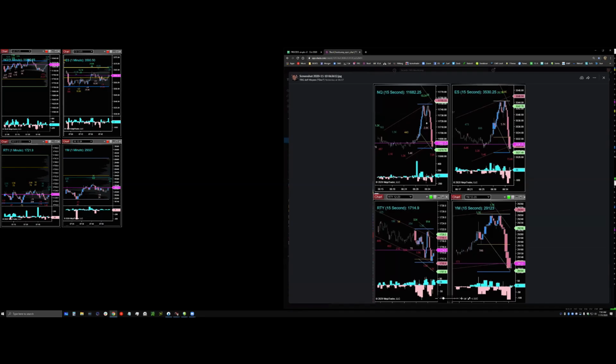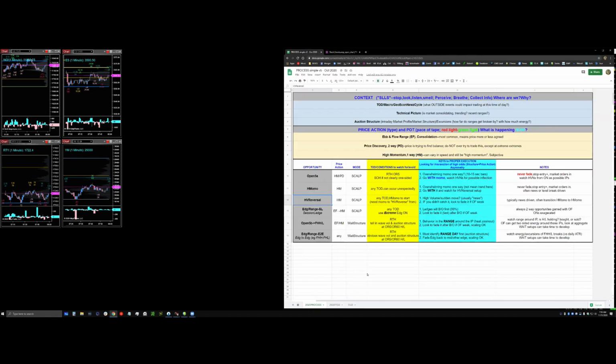That is called a high volume reversal. And we already know what high momentum looks like. So this is a really good example of all three trades: an Open 5A long into a high volume reversal, and then a high momentum trade short. So let's look at that in the process document.